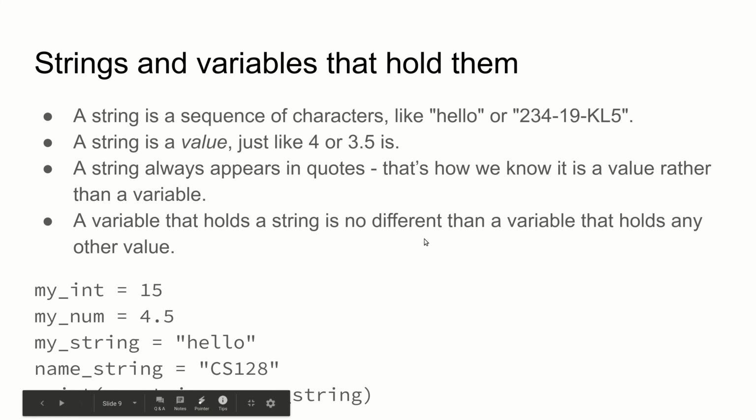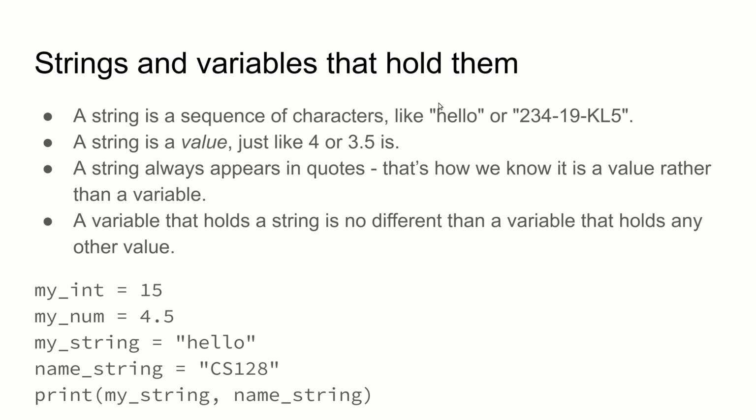All right, so the most complicated type of data that we're going to deal with for the first little while here is strings. They're pretty simple to you and me to be able to write out a word or a sentence or a paragraph or things like that. All of those can be represented in a program as a string. Any sequence of characters can be a string. So hello is one example. This, 234-19-KL5, that's also an example of a string.